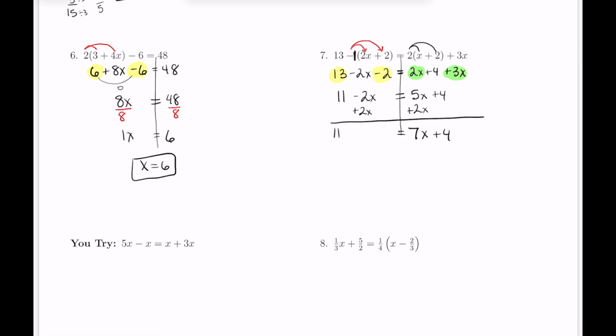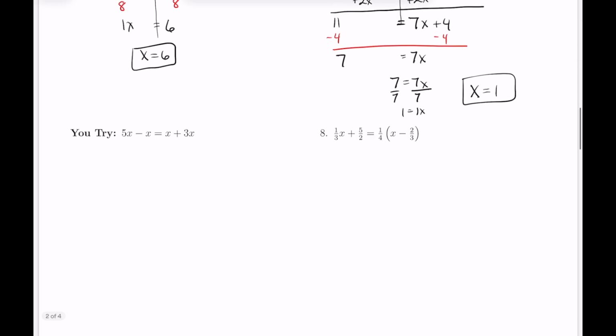And now I have a 7x on one side. That's cool. The x's are all on one side, but I do have a 4 that I'm going to go ahead and subtract from both sides. And that will make 7x on the right, and 11 minus 4 is 7 on the left. So 7 equals 7x. But my next step then would be to divide both sides by 7. 1x equals 1, or just x equals 1. And if you were to plug that back in, it should work.